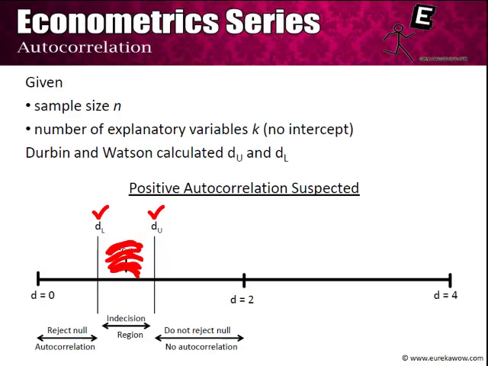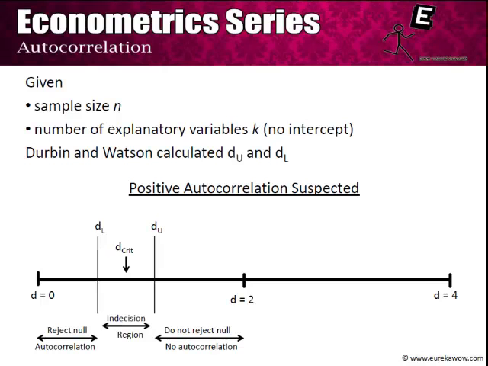So the actual d critical value lies somewhere between du and dl, and for those of us who have to depend on the tables as calculated by Durbin and Watson, there will always be an indecision region between dl and du. If we get a d value which is between dl and du, we cannot be sure whether it is above d critical or below d critical, and hence we are not in a position to either reject or not reject the null hypothesis.